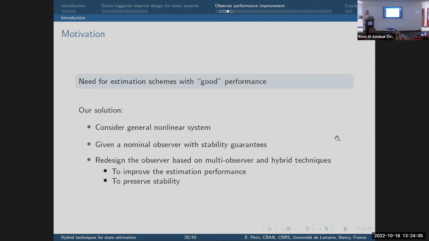In this work, we propose a new framework that we believe has not been addressed yet in the literature. Our solution consists in considering a general nonlinear system and assuming that we know how to design an observer for this system that has some stability guarantees. And this can be done with one of the many available techniques in the literature. After that, we redesign the observer based on a multi-observer and using hybrid techniques in order to improve the estimation performance while preserving a stability property.